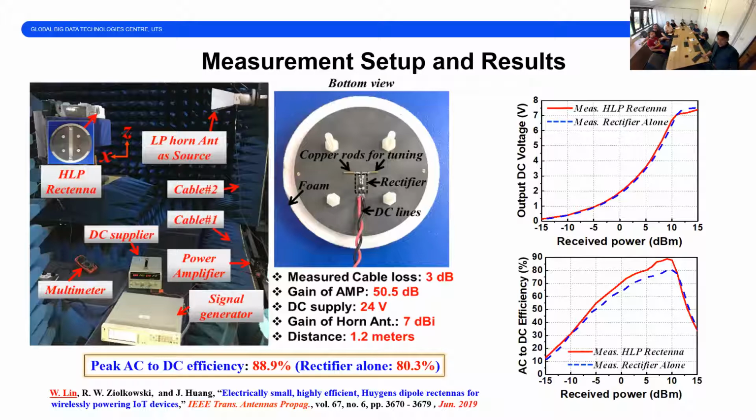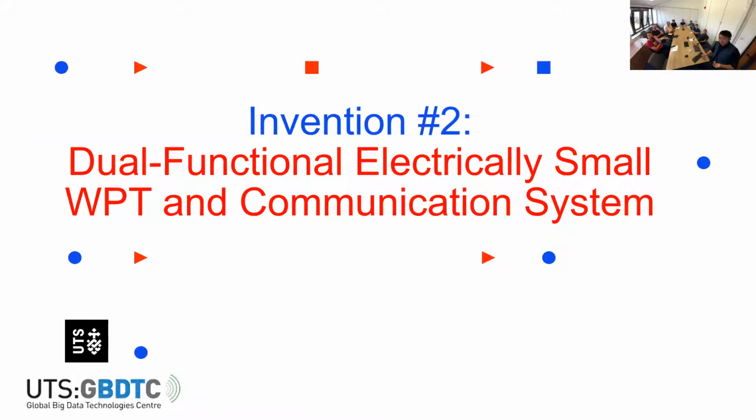And so this is the whole system that we have built. And this is the measurement setup in the chamber. And we have demonstrated 89% AC to DC power conversion. So this is the first WPT rectenna we have developed, the smallest. We can claim the smallest in the world with such wireless power capture capability.